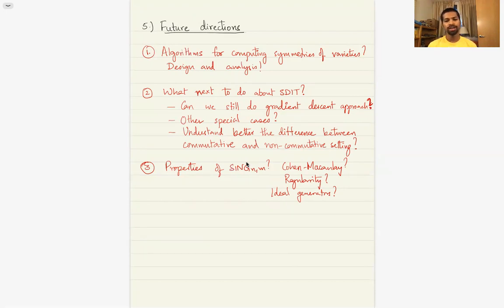And the third important direction that I want to point out is that maybe we want to understand more properties of this particular variety, singular tuples of matrices, from the perspective of commutative algebra or algebraic geometry. Some of these questions might be: is it Cohen-Macaulay? What is its regularity? What are the ideal generators, and so on?